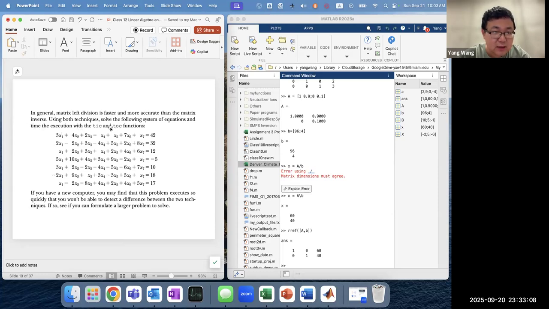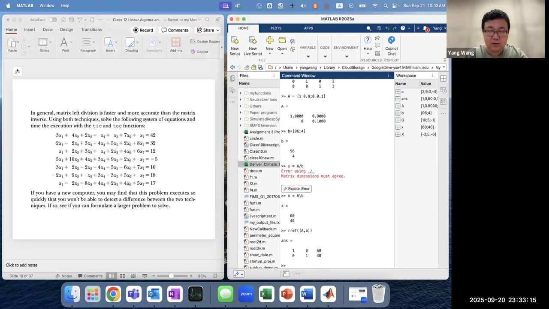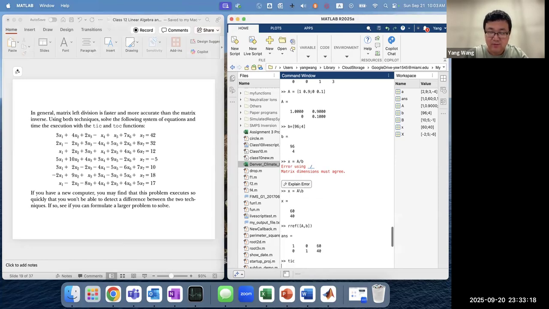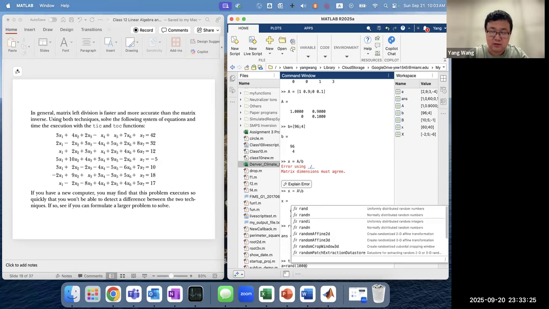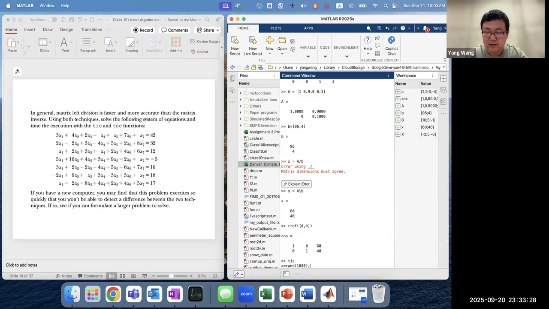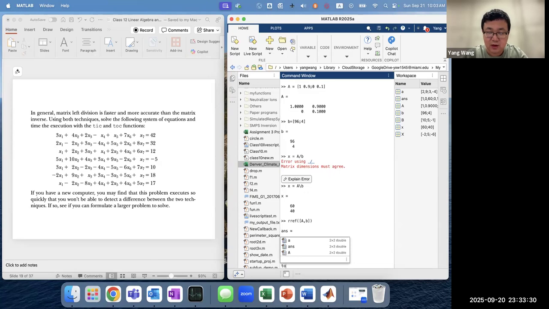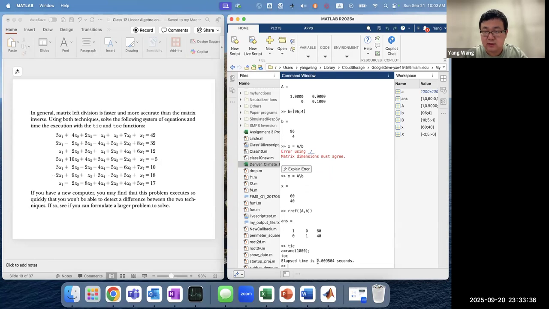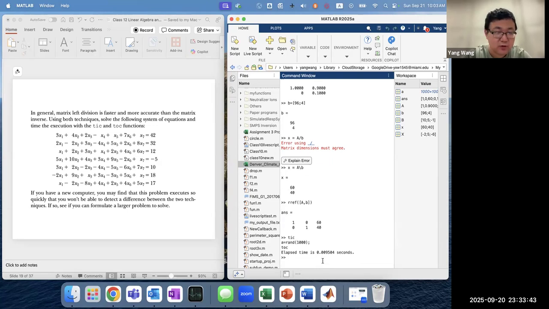So using both techniques, solve the following system of equations, and use the tic-toc functions, right? What tic-toc means is that you can start to count the time for calculation, right? So let's say A equals rand, let's say we're generating a thousand by thousand random matrix, and then you type in tic and toc, right? So it takes this long to create this matrix here, right? So you can do the same thing.